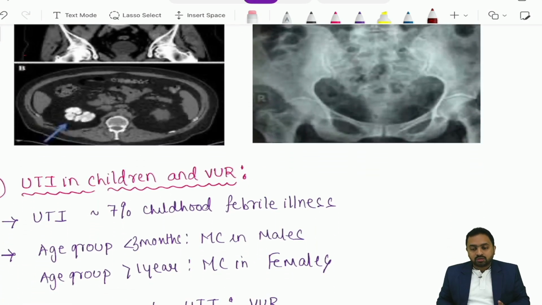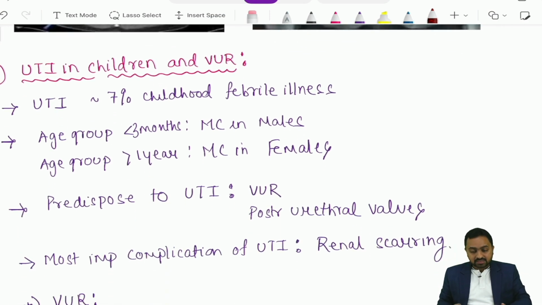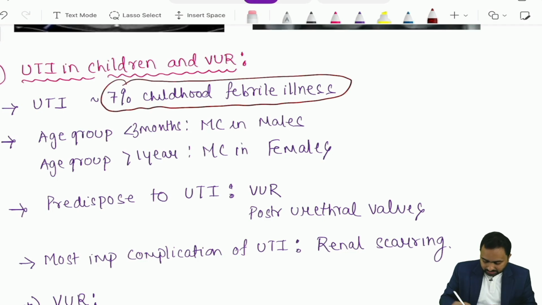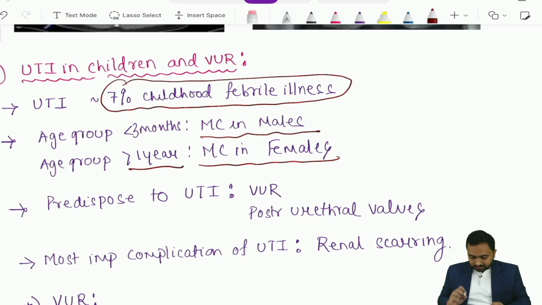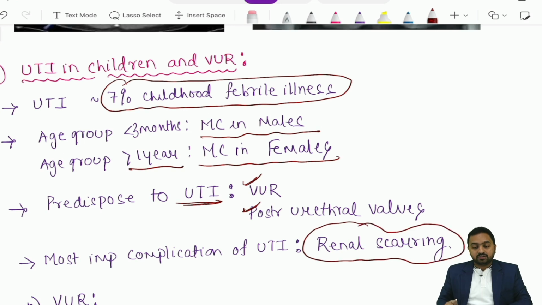Now, next very important topic in your renal infection is your UTI in children and your vesicoureteral reflux. Now, this UTI is approximately seen in 7% of childhood febrile illness. At an age group of less than 3 months, it is much more common in males, whereas in an age group of more than 1 year, it is much more common in females. The factors that predispose to your UTI include your vesicoureteral reflux and your posterior urethral valves. And your most important complication of your UTI is your renal scarring.